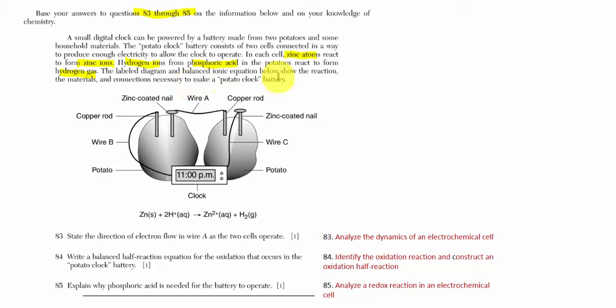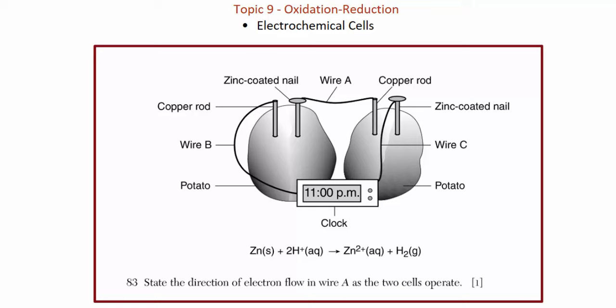The label diagram and the balanced ionic equation show the reaction, the materials, and the connections necessary to make the potato clock battery. So they've given us the entire redox reaction down here. That'll be very helpful when we get around to the questions. So, 3 questions. We're going to analyze the dynamics of this electrochemical cell, identify the oxidation reaction, and construct an actual half reaction for it. And then we're going to be asked to analyze the redox reaction that takes place in the electrochemical cell.